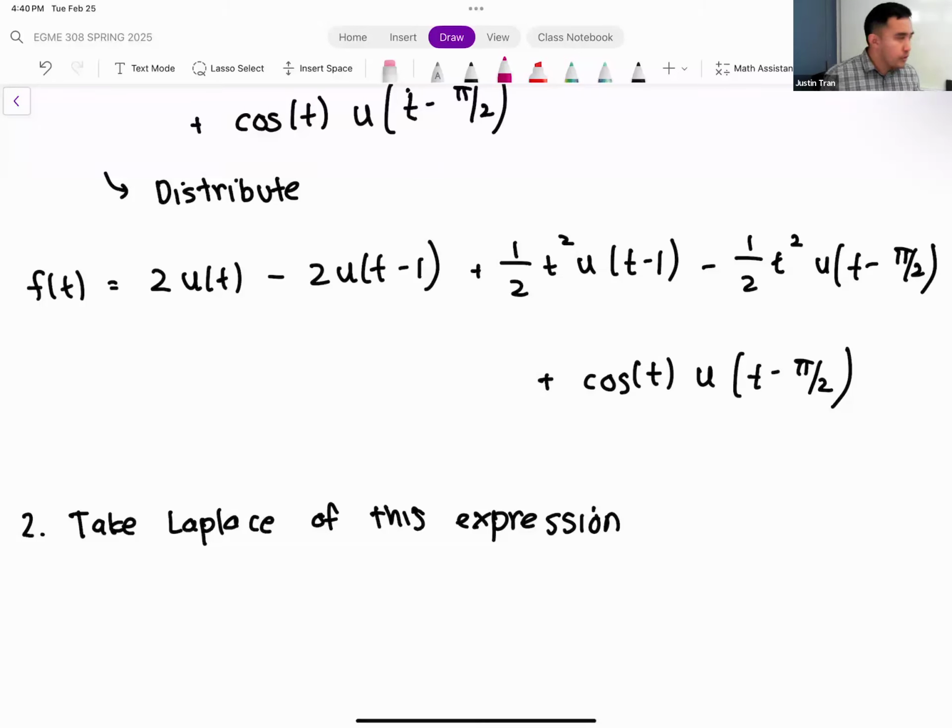All right, luckily the first 2 terms here are fairly straightforward, since those are just constant functions. First we have 2 u(t). We know the Laplace transform of this is just going to be 2 over s.